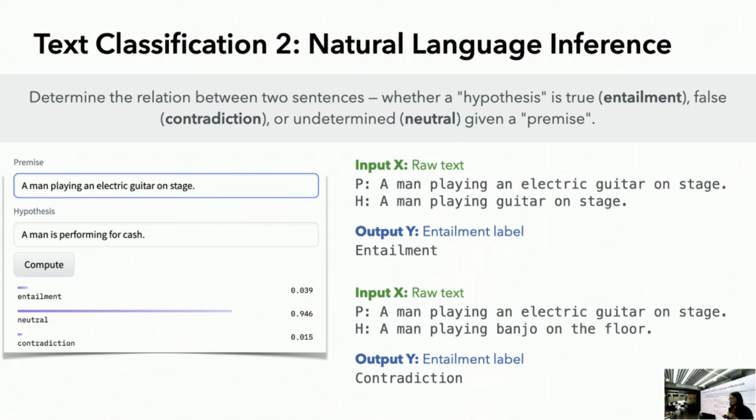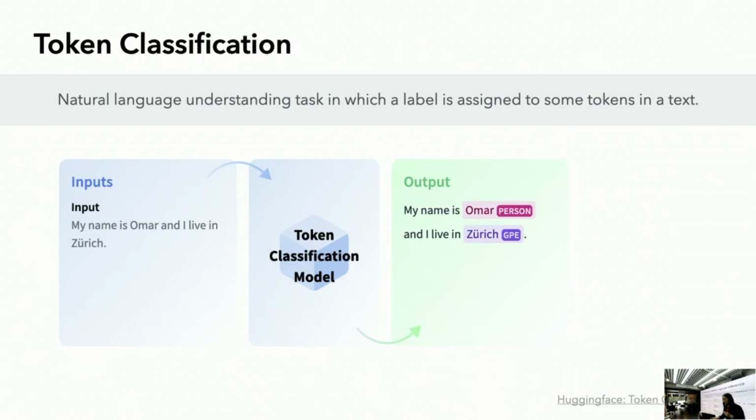So far, I have just given you two tasks that focus on the text level, which is sentence level. We can also go into very fine granularity if you think about a token here. So token classification means that when we have a sentence, we want to give a label to each specific token there.